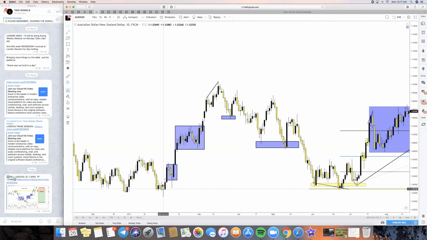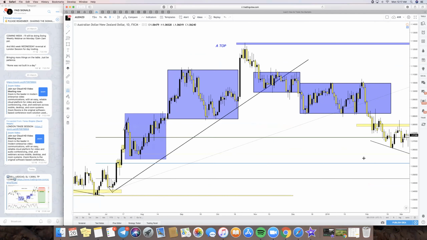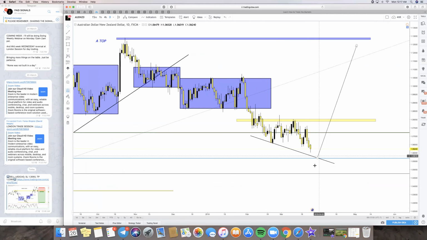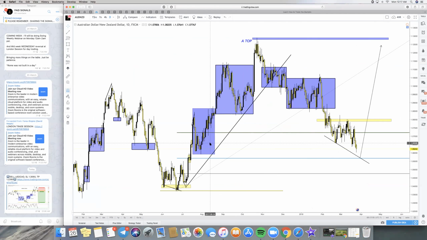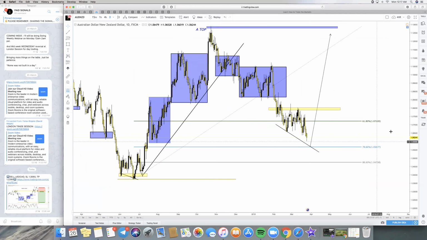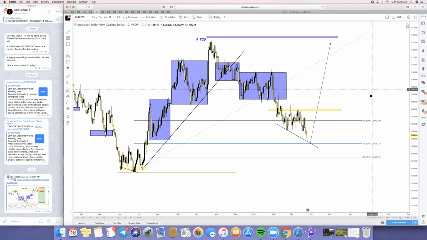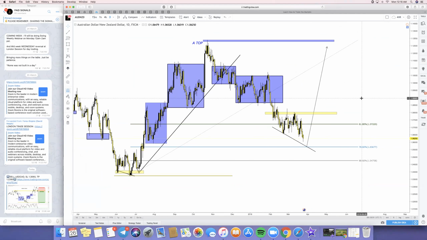This is the one that I look for right here. This one or this one, I want to look for here. Basically, if the price creates here, I'm buying. I don't just go buy 78.6. I wait for the price action to tell me what the price is about to do.